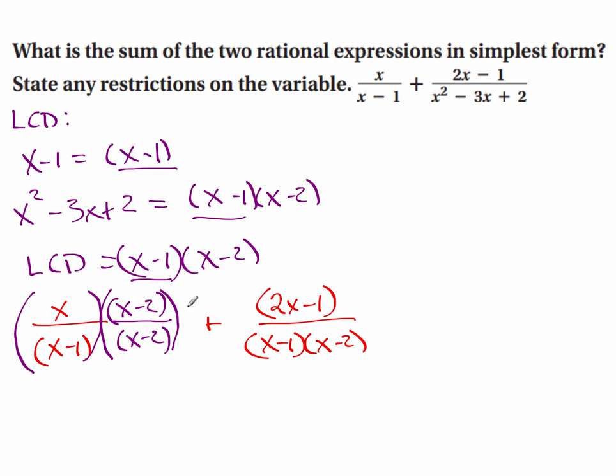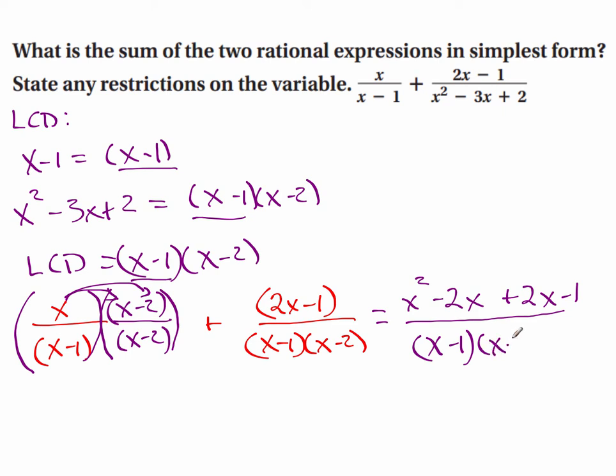After you get a least common denominator, your next step is to multiply this mess out. So I'm going to distribute this x to the x and to the negative 2. So this is x squared minus 2x. Now they have the same denominator, so I can just add them. Plus 2x minus 1 divided by x minus 1 times x minus 2. Now I forgot my restrictions. My restrictions are x cannot equal 1 or 2.